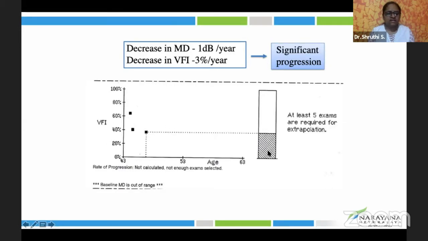In this trend analysis, we can see that there is no rate of progression calculated because they need a minimum of 5 exams, as we have described earlier. So rate of progression is not calculated because we should have 5 exams.